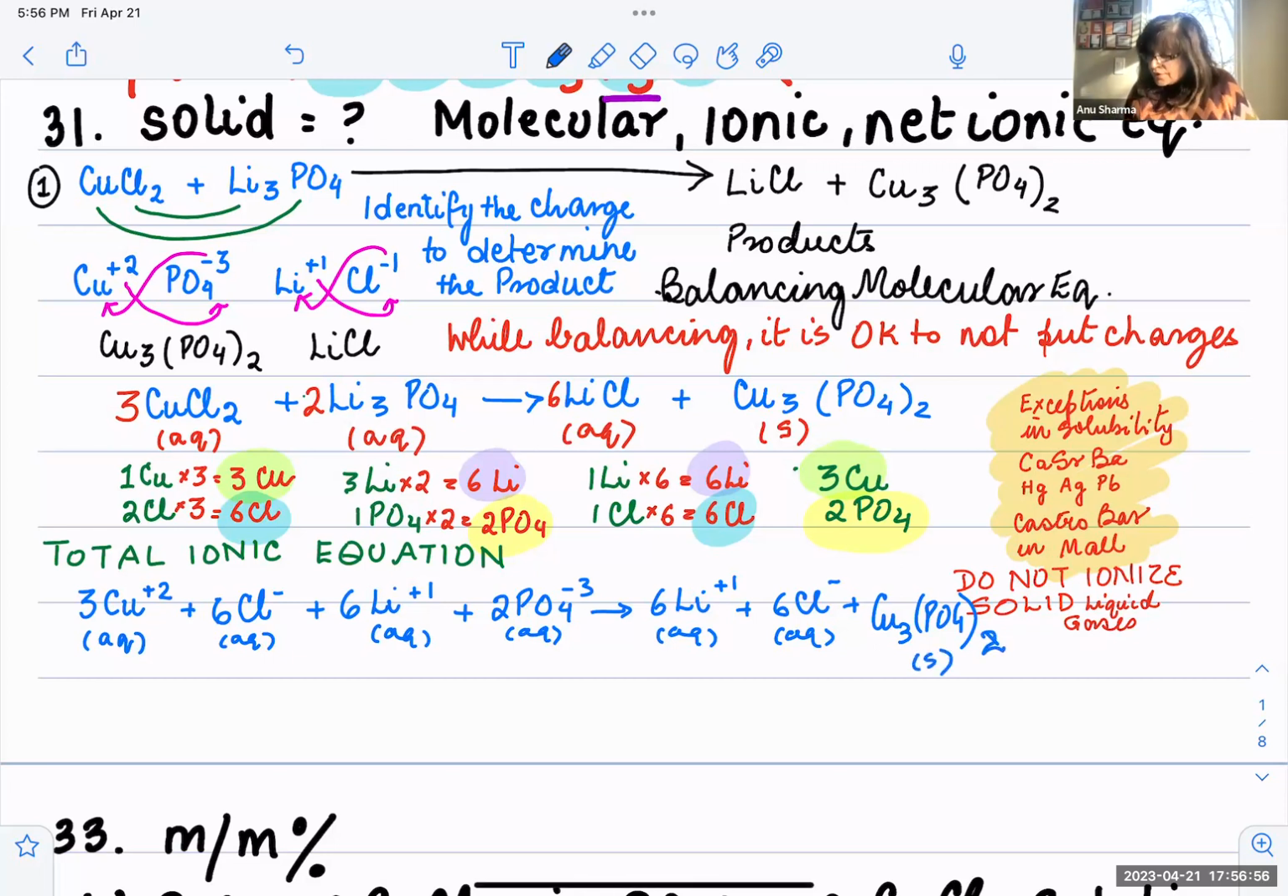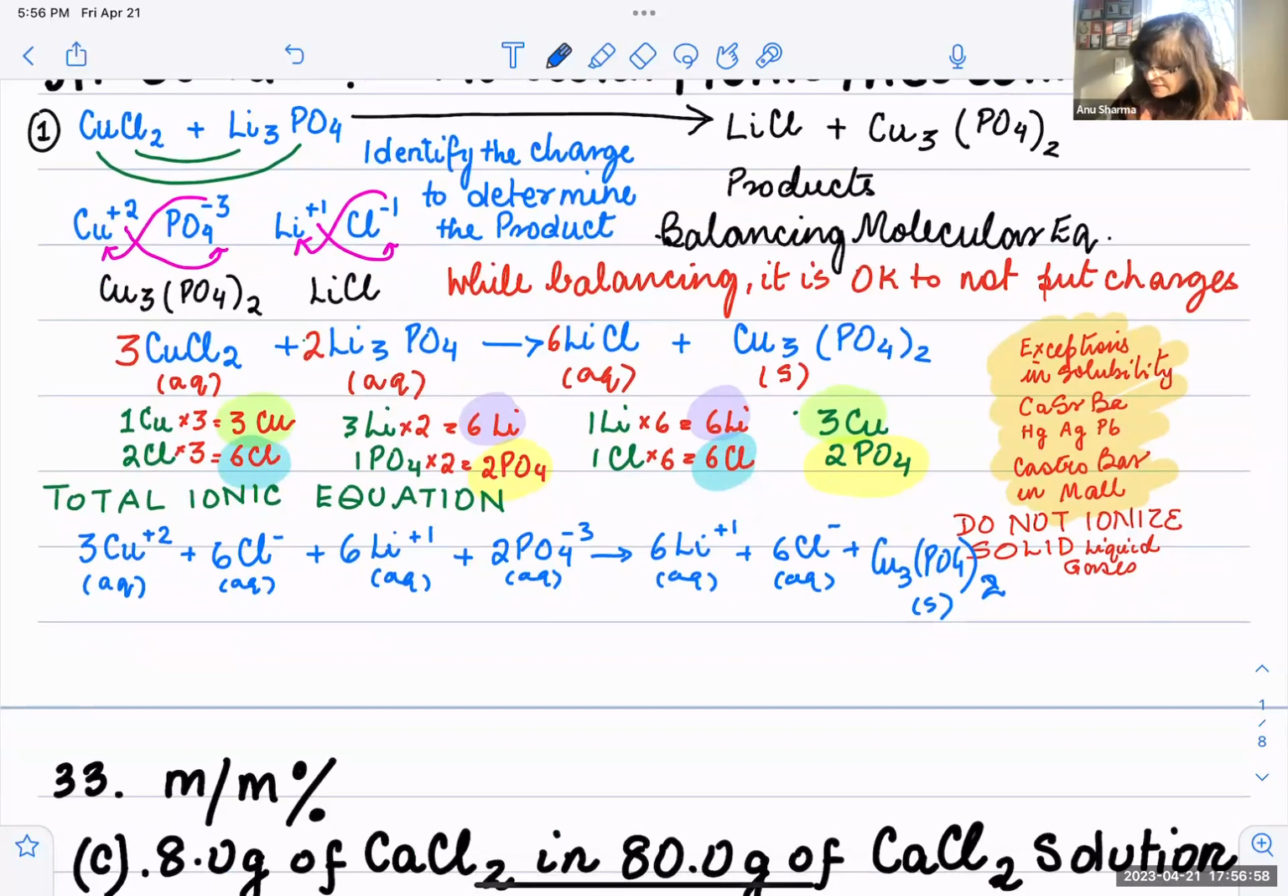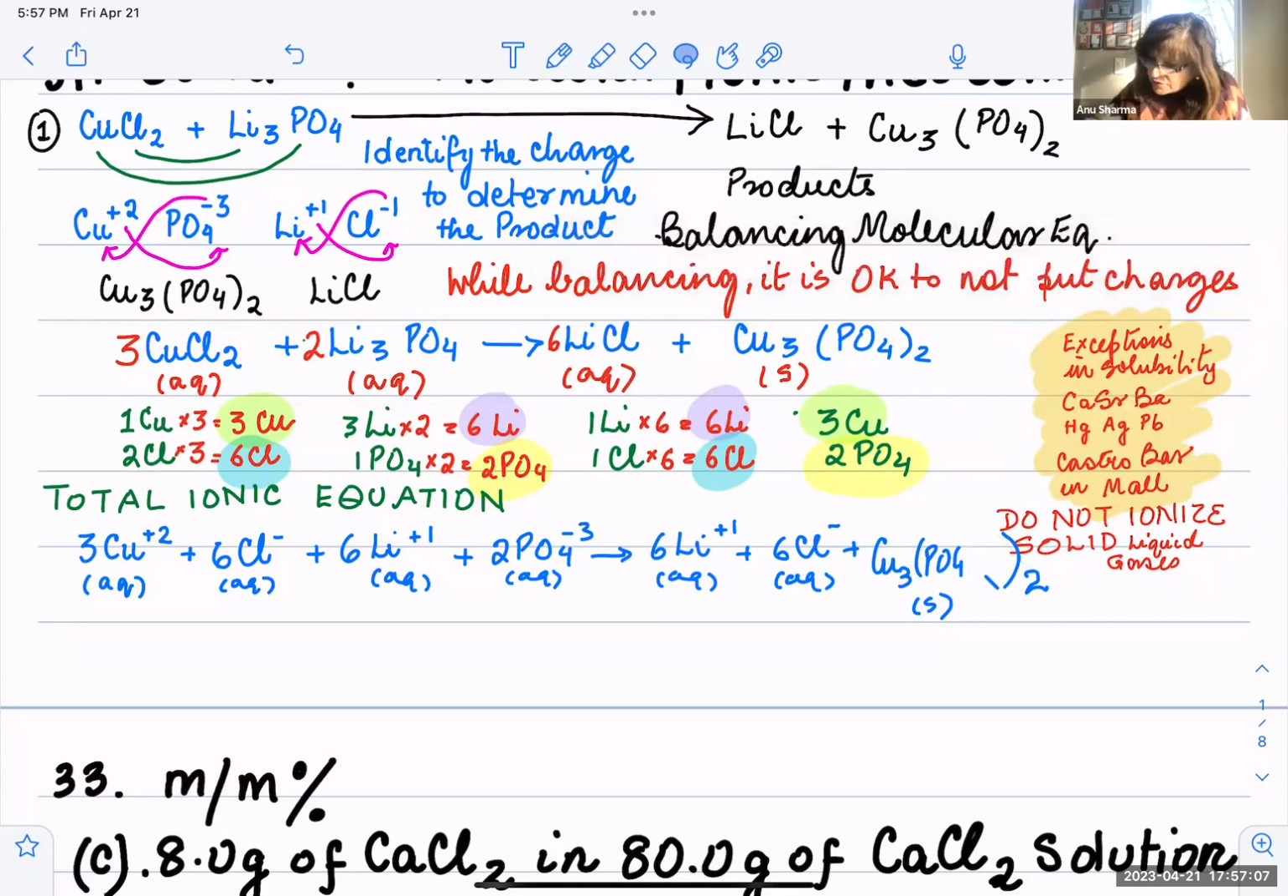So now these do not ionize, as I said. Let me bring this down here a little bit this side. Okay, and change this copper phosphate, write down a little bit cleanly. So Cu3(PO4)2, and this is solid. Okay, so this piece is not going to ionize. Okay, now don't break it up into ions.